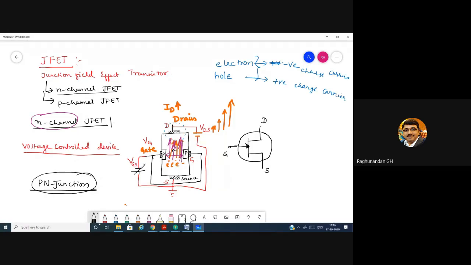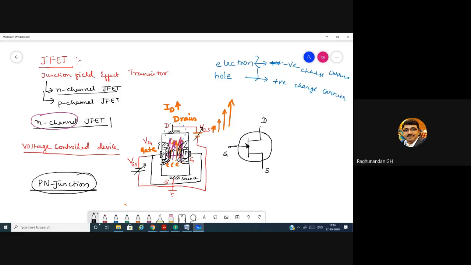When I keep on increasing the gate voltage, and parallelly I am increasing the drain to source voltage, what happens? Since it becomes reverse bias, the depletion layer starts increasing. So you can see the width has now reduced. Again, when the gate voltage is increased and the drain voltage is increased, the depletion layer again increases.